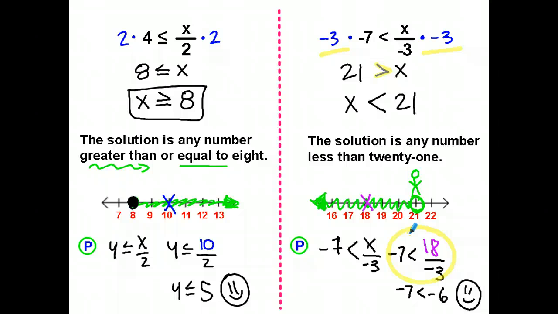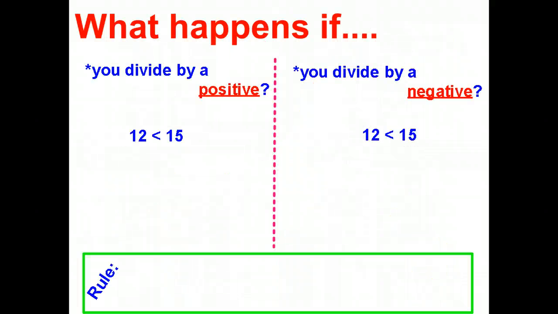Alright, so that's the rule of multiplication. The really big take home of it was what we talked about up here, that if you multiply by a negative on the left and on the right, it's really important that we flip that inequality sign. Okay, so now let's move on to division and take a look at that. So now we're going to talk about what happens if you divide the inequality by a positive, and then we're going to look again at what happens if I divide it by a negative.